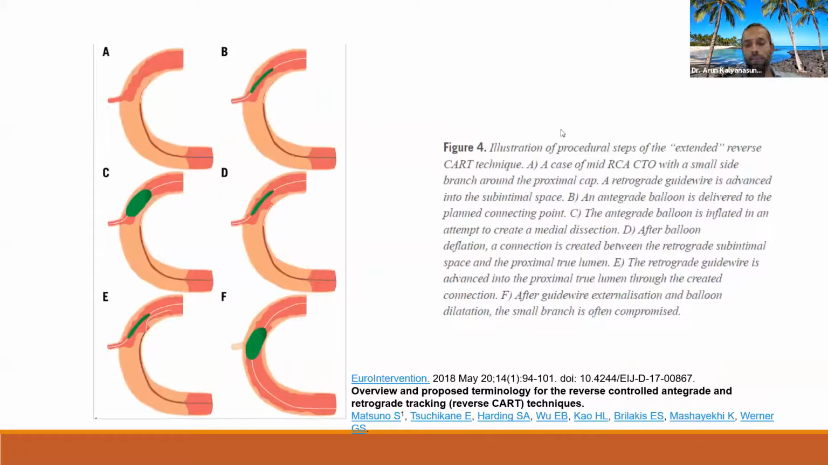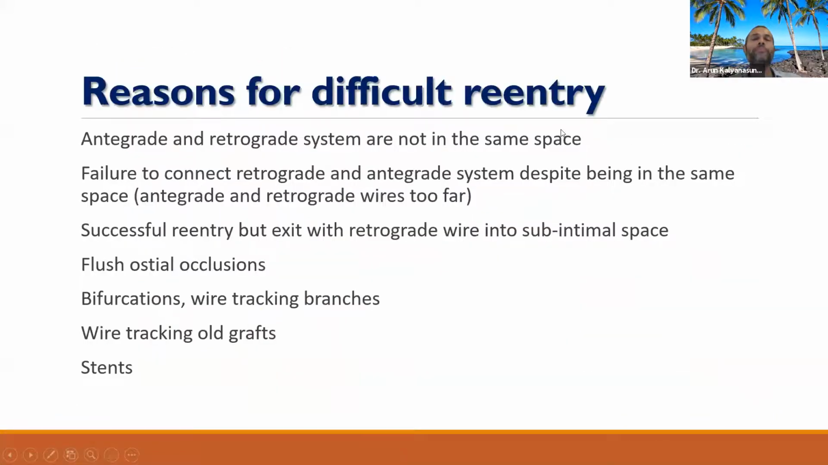But in essence, you've got this extended reverse CART. You have to know what happens when you can't re-enter. This is a troublesome thing that you can often get into, right? Why might this be difficult? Because the antegrade and retrograde systems are not in the same space. That's the number one reason. You're not able to connect, although you think you're in the same space.